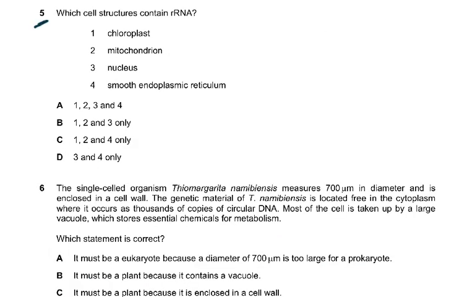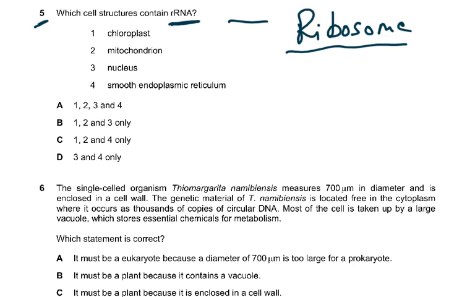Coming to another difficult question, which cell structures contain ribosomal RNA? You see, ribosomal RNA would be in ribosomes. Ribosomes are made up of ribosomal RNA. And where is the ribosomal RNA made? It's made in the nucleolus from the DNA.